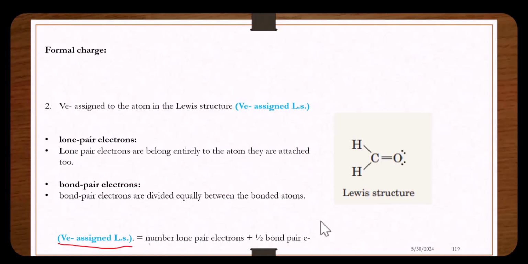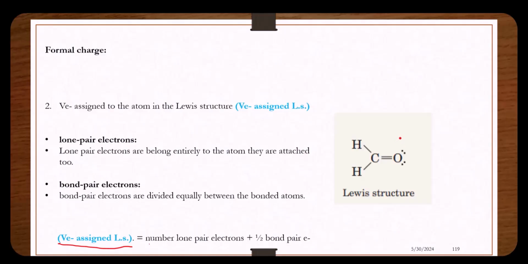When we count up the valence electrons assigned in the Lewis structure, this is equal to the number of lone pair electrons plus half of the bond pair electrons. So mathematically, we could write it out like this. Let's go ahead and start adding up some valence electrons that are assigned to atoms in this molecule.